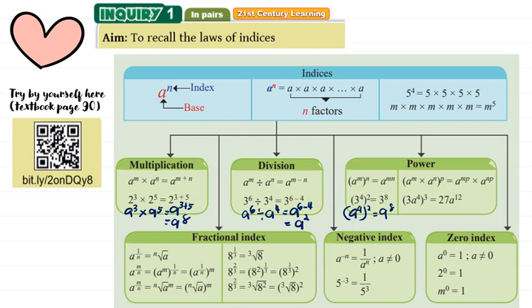Or in terms of algebraic expressions, let's say we have a power of negative 3. We can write this as 1 over a power of 3. And lastly, zero index. a power of 0 is equal to 1. Whatever base we have, as long as the power is 0, the index is 0, so the value is equal to 1.